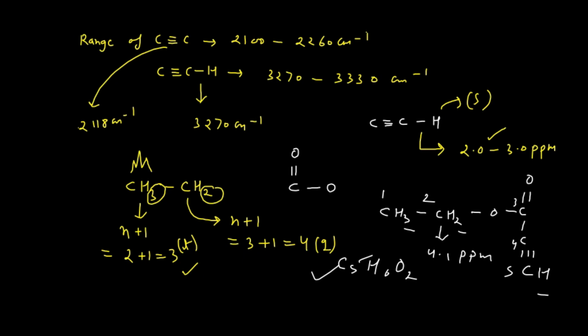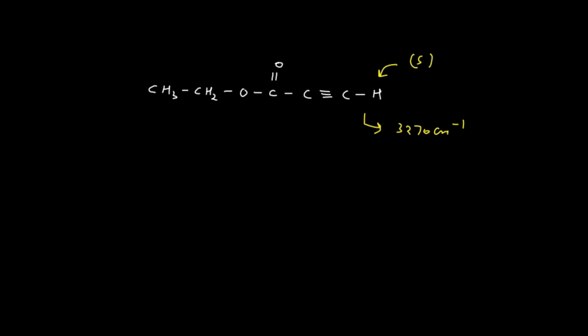So this is the answer basically: CH3, CH2 connected with the oxygen, then the carbonyl, and then the C triple bond CH. If I write your answer again, this value is given at 3270 centimeter inverse. In the proton NMR spectrum, it is producing a singlet, and this singlet is present at 2.9 ppm. This carbon triple bond carbon is also present in your compound, and its value is given at 2118 centimeter inverse.